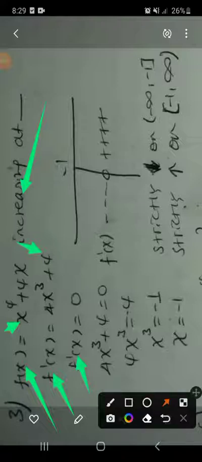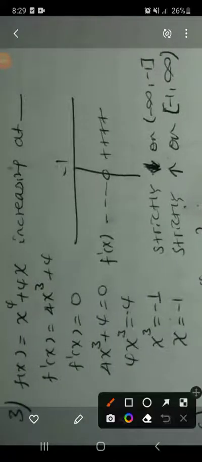So the first derivative 4x cubed plus 4 is equal to 0. If we shift 4 to the right hand side, it will be negative 4. So that x cubed is minus 1, or x is minus 1. So minus 1 is the critical number.